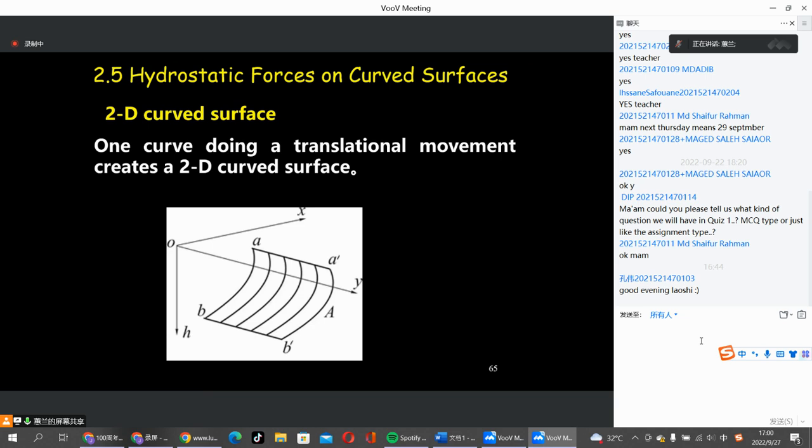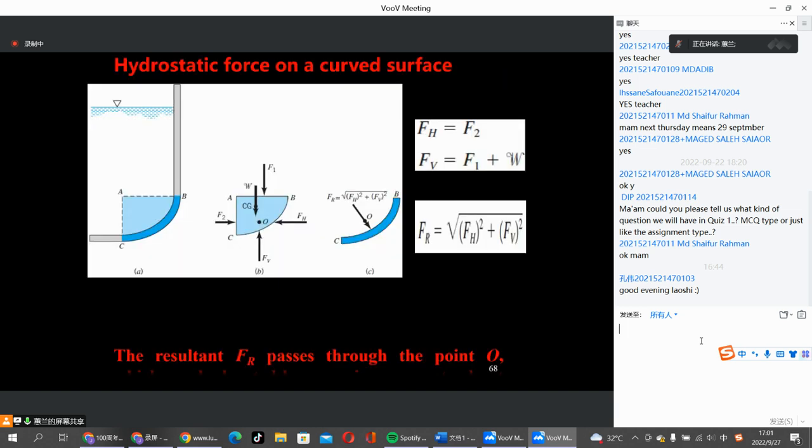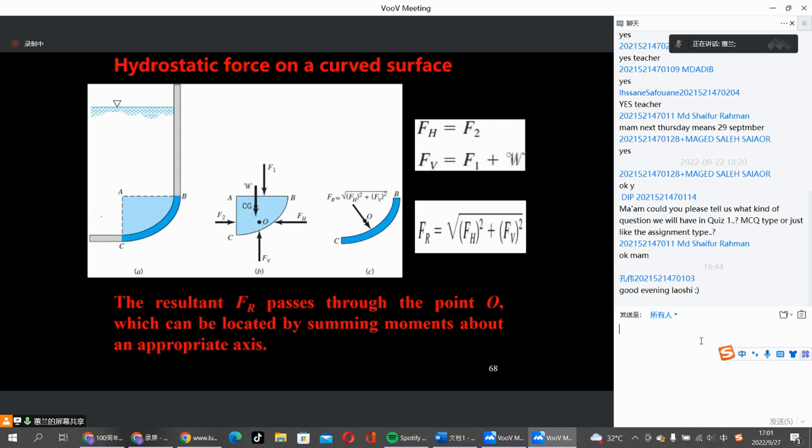And then we also introduced how to calculate the hydrostatic forces on curved surfaces. According to what we have analyzed, we just isolate a fluid volume and then we draw the FBD. For example, here we have the isolated fluid volume A, B, C, and it will have force by the upper fluid F1, force by the left fluid F2, and also force due to the curved surface BC. We don't know the magnitude and direction of the force by curve BC.